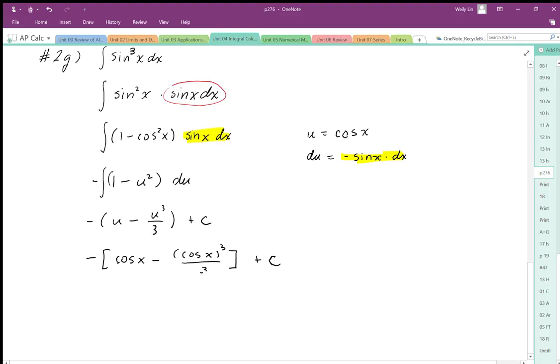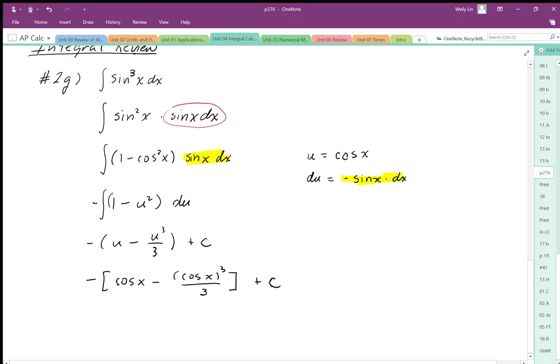Okay, so there's my solution for this, and it involves splitting this up into sine squared and a sine x, and that allows us to use an identity to be able to introduce a cosine into this expression.